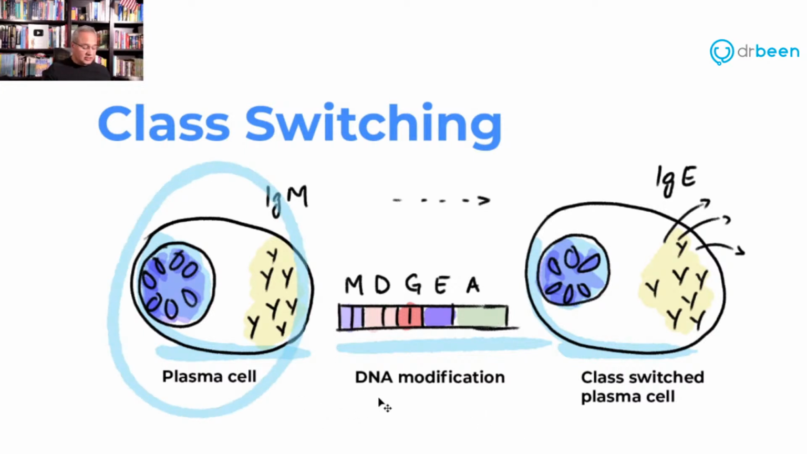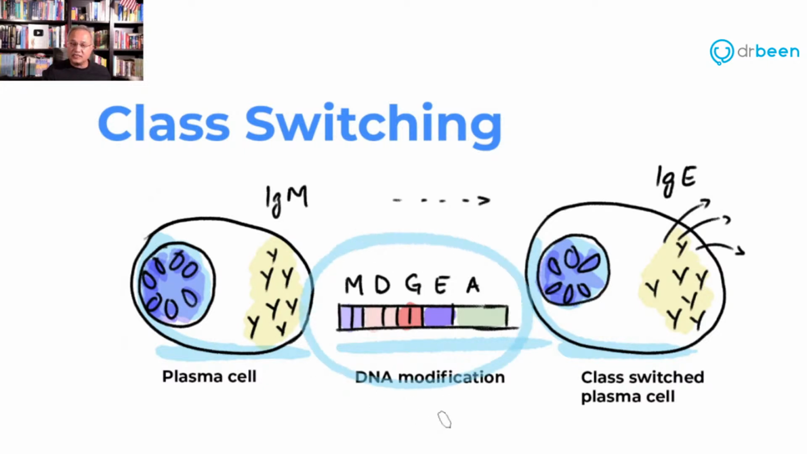How does class switching work? If you see here, inside the plasma cell, inside the B cell, there is genetic material, there is DNA that can help a B cell make immunoglobulin G or M or D or E or A. The sequence of the genes is MD Gia. I remember it this way: imagine you go to a doctor, her name is Gia, and she's an MD, a medical doctor, so MD Gia.